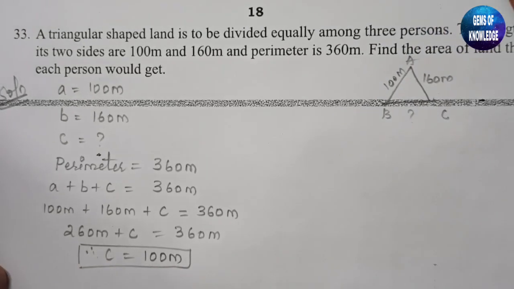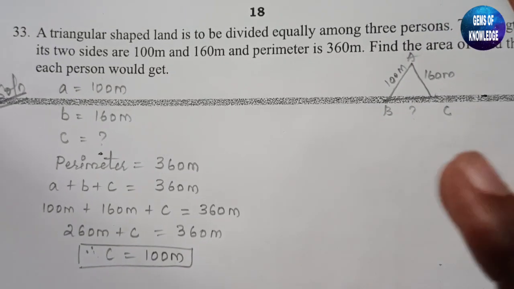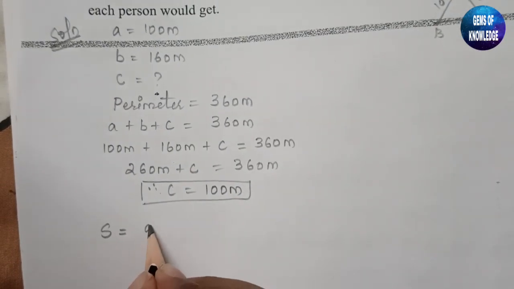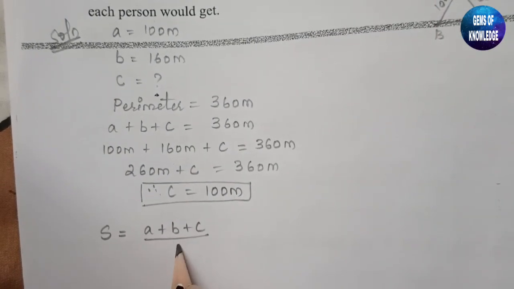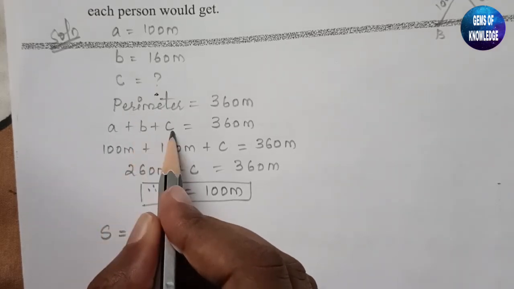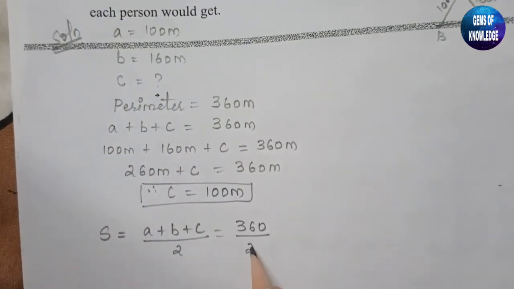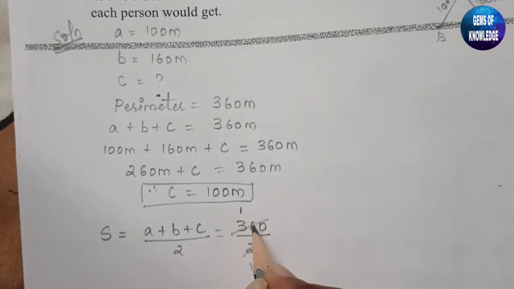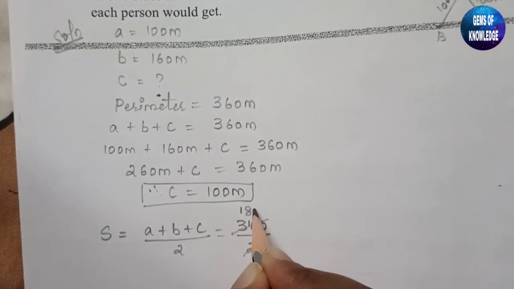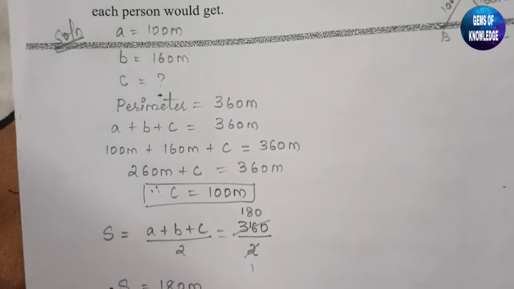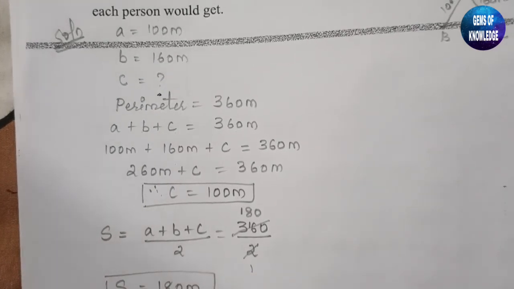Then to find the area of the particular land, we need the value for S. S is the semi-perimeter, that is A plus B plus C divided by 2. We have A plus B plus C as 360. So 360 divided by 2: 2 ones are 2, 2 eights are 16, and 0. So the S value is 180 meter.